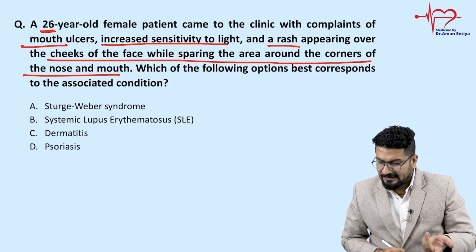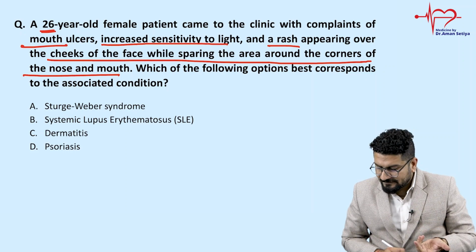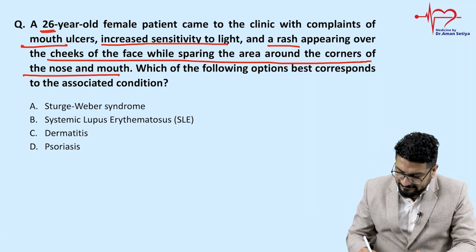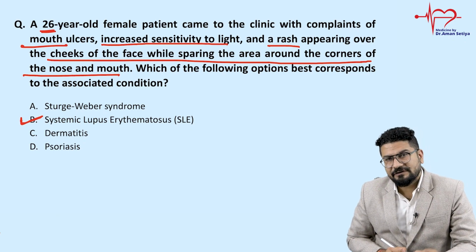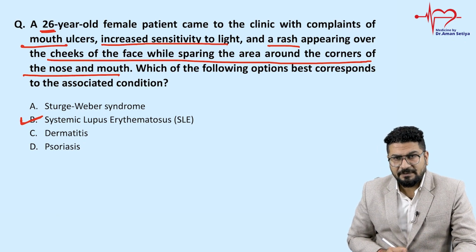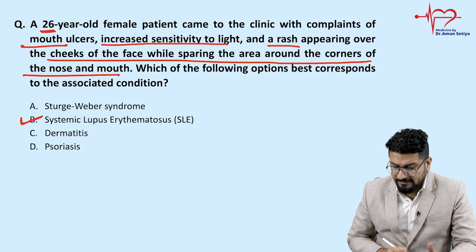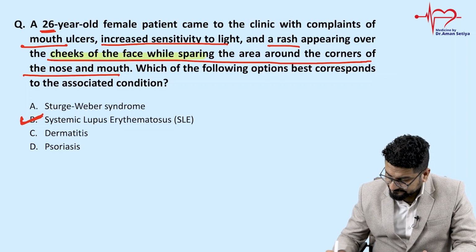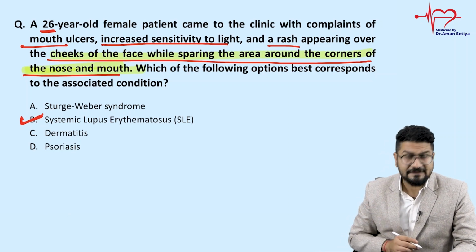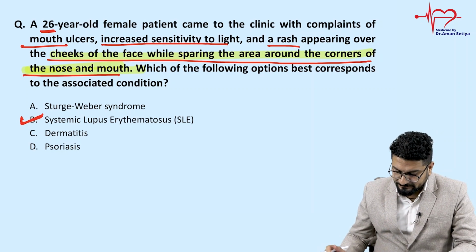So that is the classical rash that we see in SLE. We call it butterfly rash. So clear-cut answer for this question will be SLE. Sturge-Weber syndrome is a disease that we see in children. Dermatitis can occur in any part, and psoriasis can affect any part. So remember the answer for this question is the classical rash that we see in SLE. So this is that classical rash that we see in a patient of SLE.